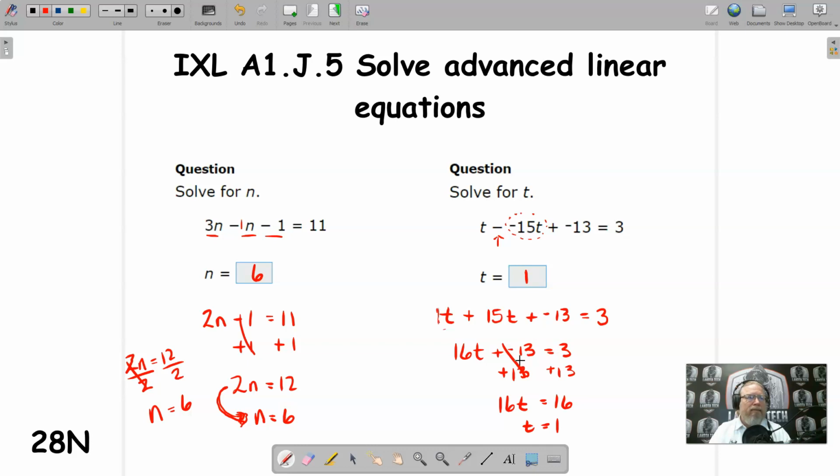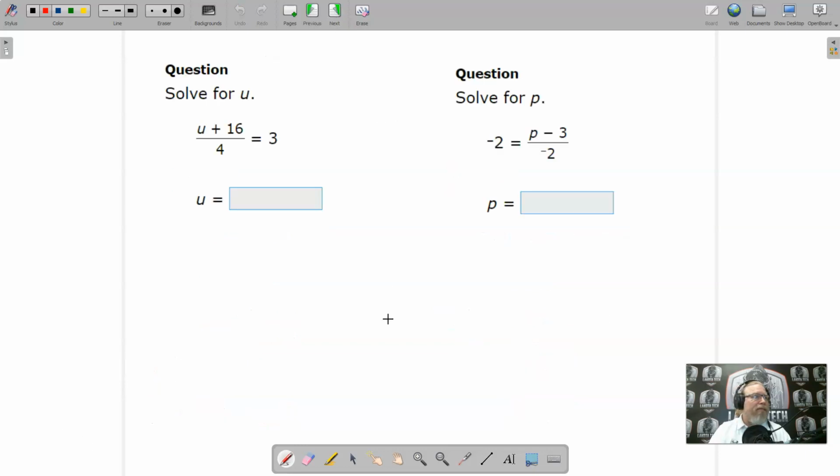t equals 1. Remember, we can always plug our answers back into the equations and see if they generate a true statement. So if you want to, just to make sure, take the time to plug those back in.